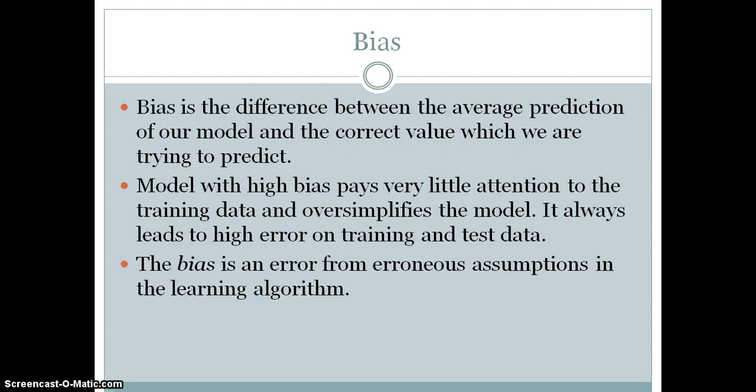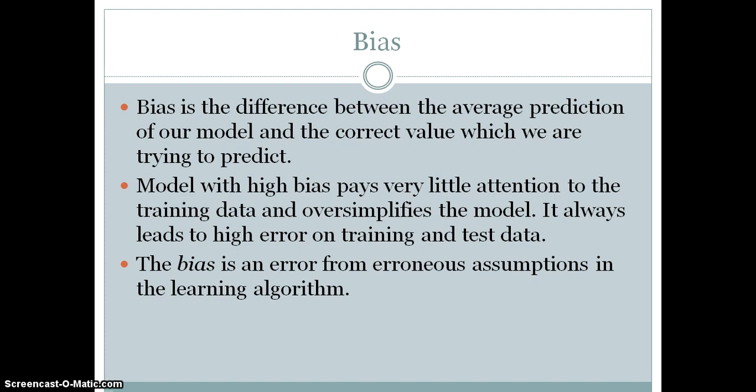So bias is the difference between the average prediction of our model and the correct value which we are trying to predict. It is one type of error that is caused by erroneous assumptions in the learning algorithm. A model with high bias pays little attention to the training data and oversimplifies the model. So it will lead to high error on the training and test data set.